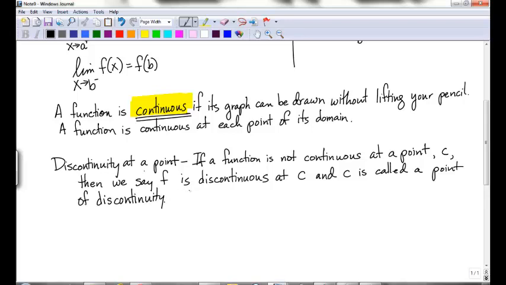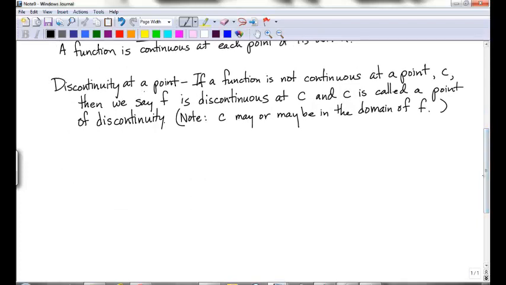And then they have a little note here. Note, C may or may not be in the domain of f. And basically, anytime you have to lift your pencil, it's discontinuous. So you'd have a point of discontinuity if you have to lift your pencil.